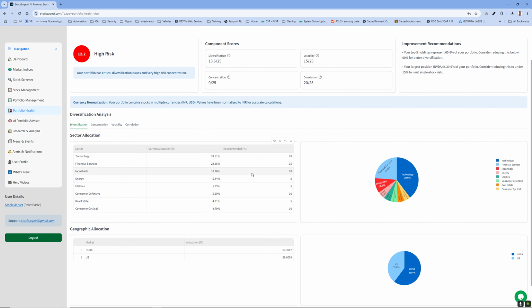So if we see in this example, we have 39.6% of allocation to technology, and the AI recommends that it should only be 20%. So we are overboarded on the technology sector.